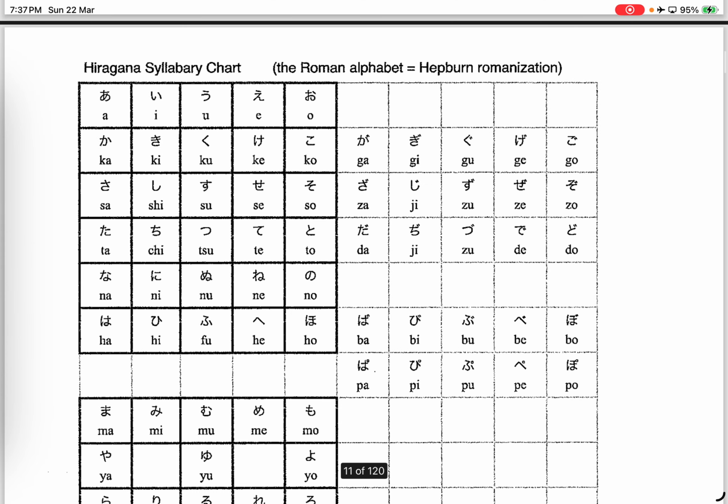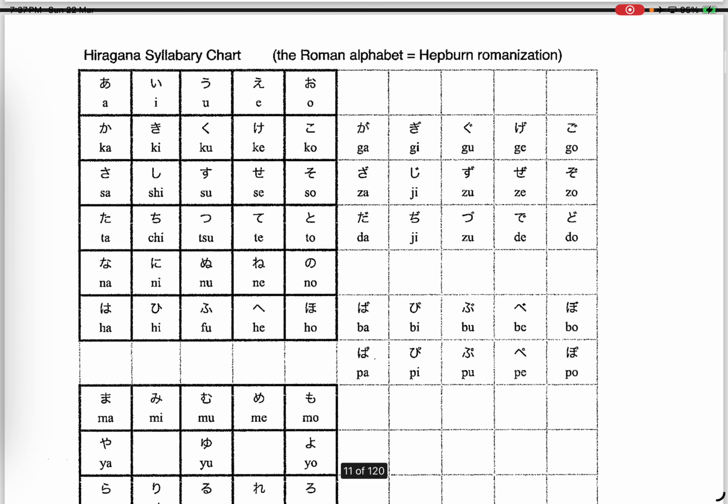So why are there two alphabet systems? Hiragana is the one that existed first, right? It is the alphabet system used for traditional, or rather legacy, Japanese words. Compared to that, on the left side we have the katakana system. Katakana is used for foreign borrowed words.